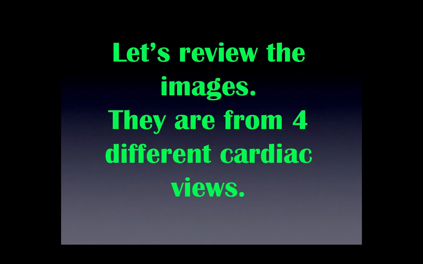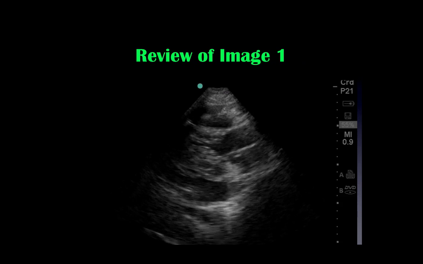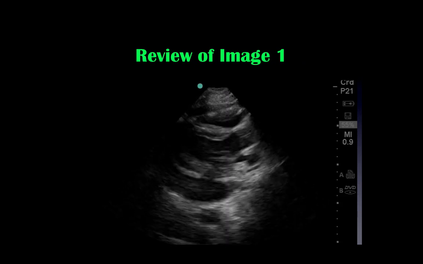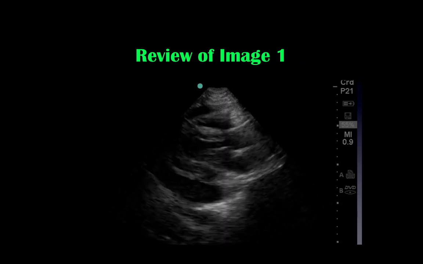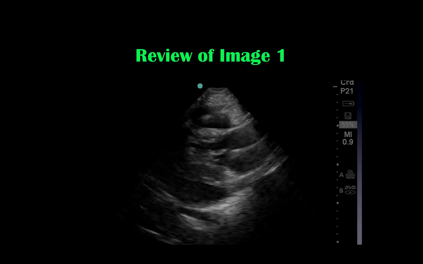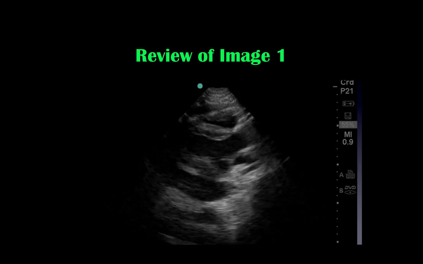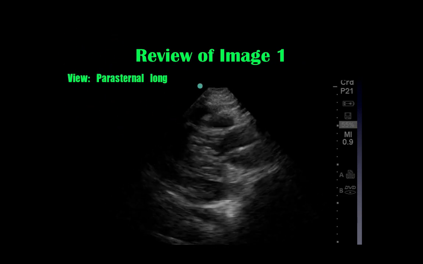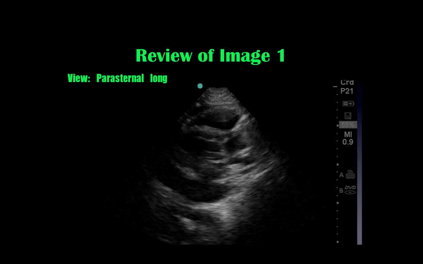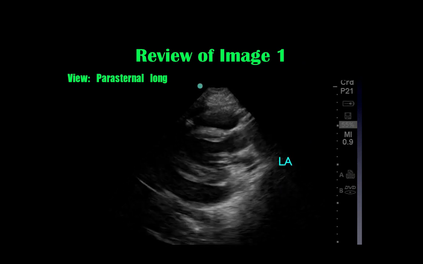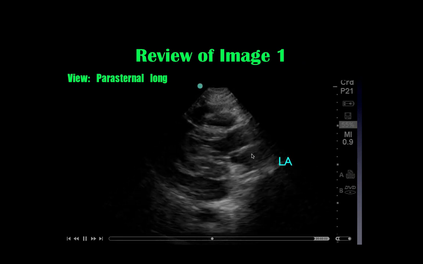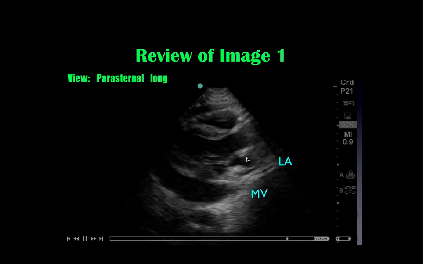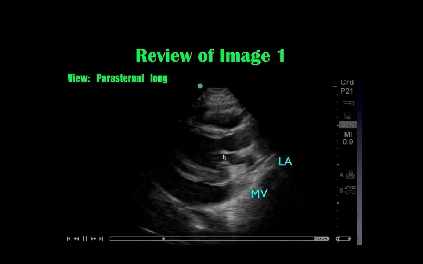All right, let's review the images. They're from 4 different cardiac views to get the best view of the heart. First, let's review the different aspects of image 1, starting with basic landmarks. This is a parasternal long view. And here is the left atrium. The mitral valve is opening and closing over here.